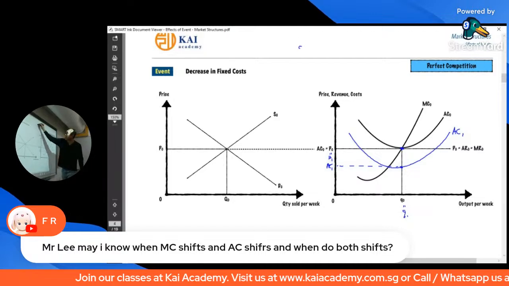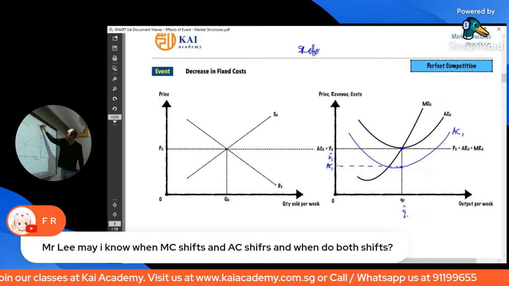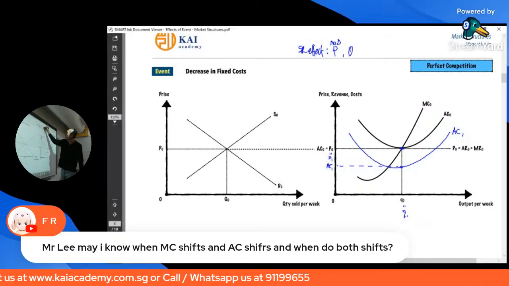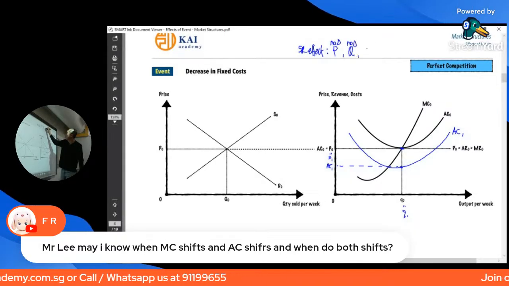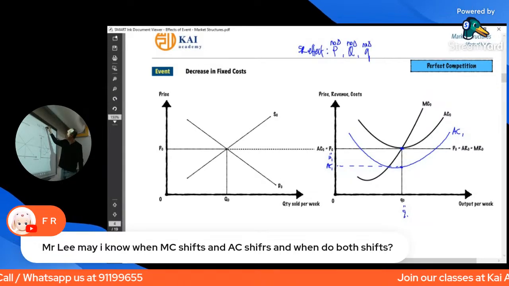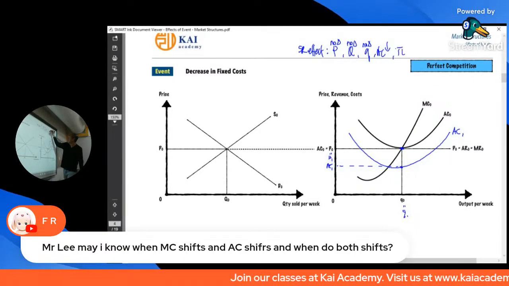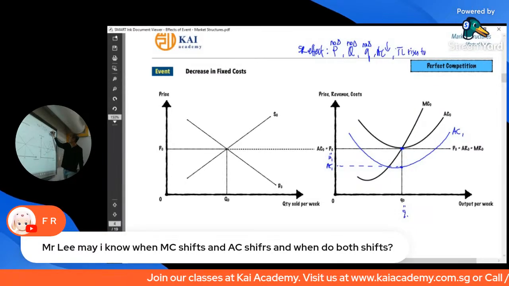So let's write this down. Short run effects. P, no change. Q, no change. Small q, no change. Right? AC falls. Profit rises to supernormal.